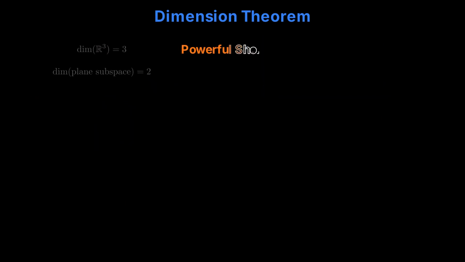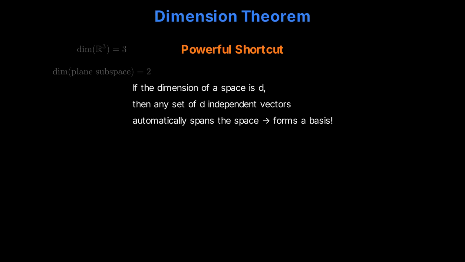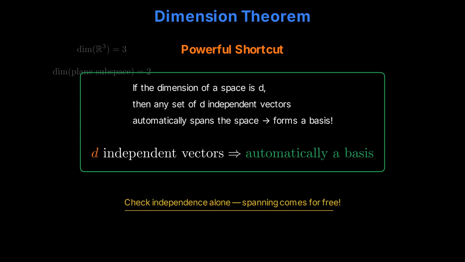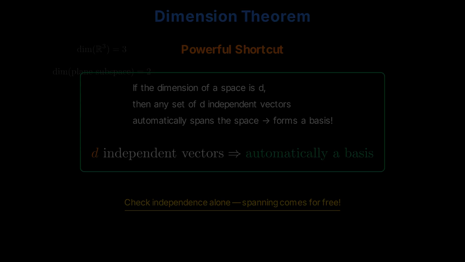This theorem also gives us a powerful shortcut. If you know the dimension of a space is D, then any set of D independent vectors automatically spans the space and therefore forms a basis. You only need to check independence alone. Spanning comes for free. Dimension is one of the most fundamental invariants in all of mathematics. It measures degrees of freedom.